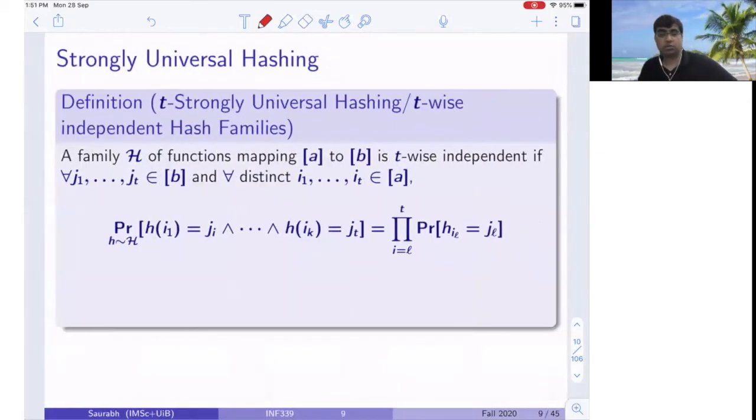Just going back to what we saw last time. If you did not remember the constructions, that is perfectly fine, but just to remind you, a family H of functions mapping A to B is called t-wise independent if for any choice of range elements, and for all distinct choices of i1 to it in A, the probability that, if you choose h uniformly at random from the family of hash functions, h of i1 is a1 and so on up to h of it is at, is nothing but the product of the probabilities for each h of i_l equal to a_l.